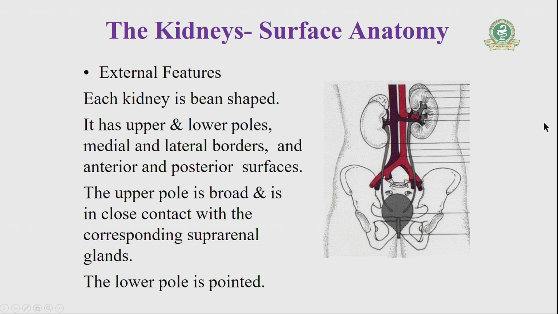The kidney surface anatomy. External features: each kidney is bean-shaped. It has upper and lower poles, medial and lateral borders, and anterior and posterior surfaces. The upper pole is broad and is in close contact with the corresponding suprarenal gland. The lower pole is pointed.